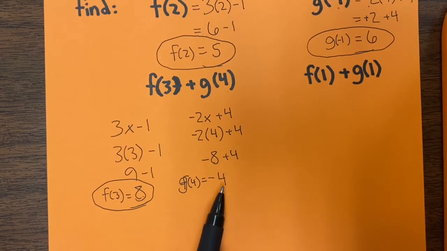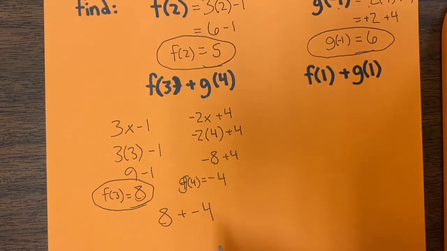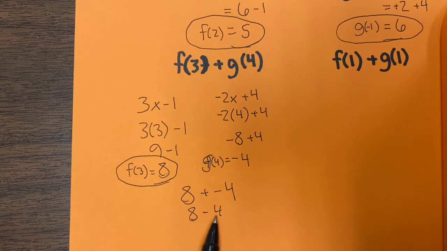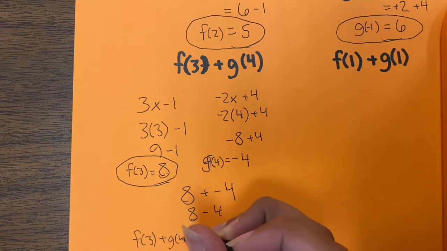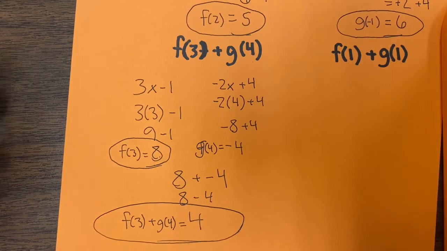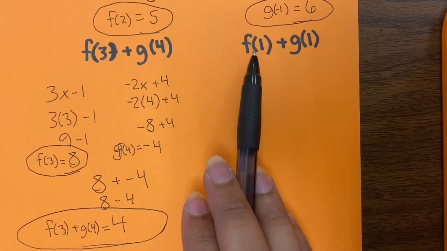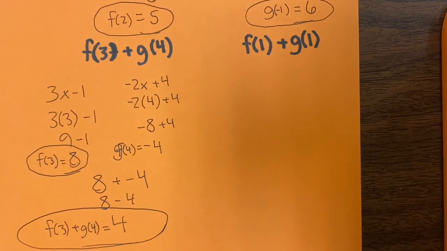So g of 4 equals negative 4. So now I'm going to add these two together. So 8 plus negative 4 is the same thing as 8 minus 4. 8 minus 4 is 4. So f3 plus g4 equals 4. Let's do that one more time. I want you to press pause and go ahead and solve this one. So evaluate for f of 1 and g of 1 and then add them together, and then press play when you're ready. Go ahead and pause.